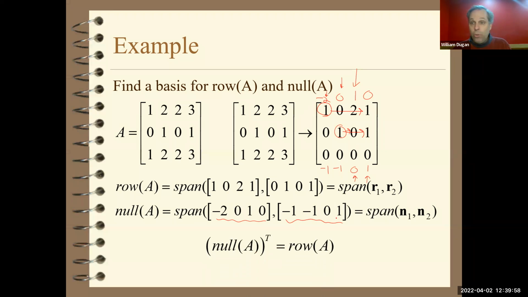Okay. Notice though that if you take any of the vectors in the row space and take any of the vectors in the null space, the dot product is 0. Just because look at the basis vectors. Take any of the basis vectors in the row space of A and take any of the basis vectors you see in the null space of A, their dot products are 0. So of course, these are orthogonal complements to each other.